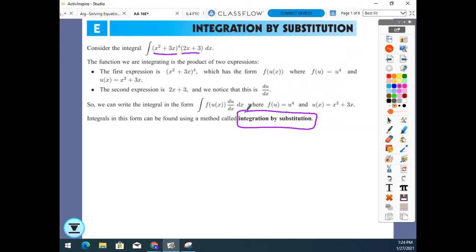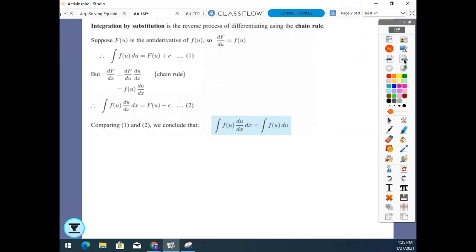You can recognize this typically when you see one function times the other. The other thing I want you to pay attention to: if you did the derivative of the inside of this part, what's the derivative of x squared plus 3x? Anytime you can take the derivative of one part and see that in the integral, that's indicating that you're going to use integration by substitution.